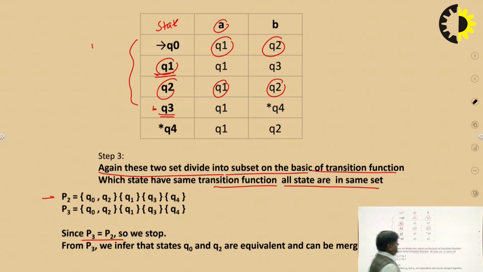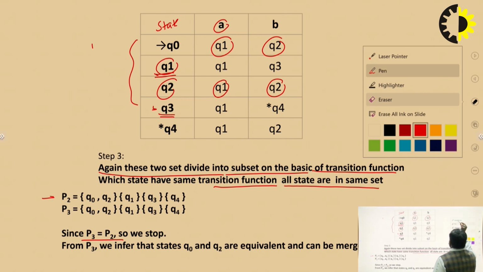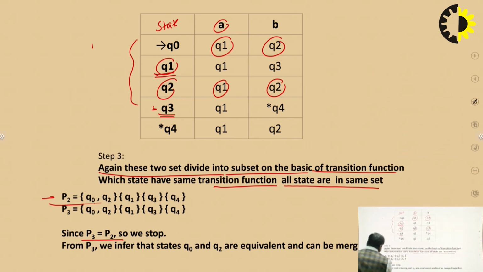Now we check this one. It means for this set no further division is possible. Q4 is a single set, so it is not further divided into subsets. Only Q0 and Q2 we are going to check. If they are the same, then they lie into the same set. Okay. Now we check the transition function.